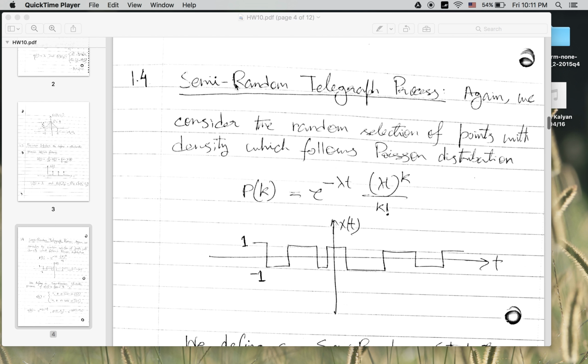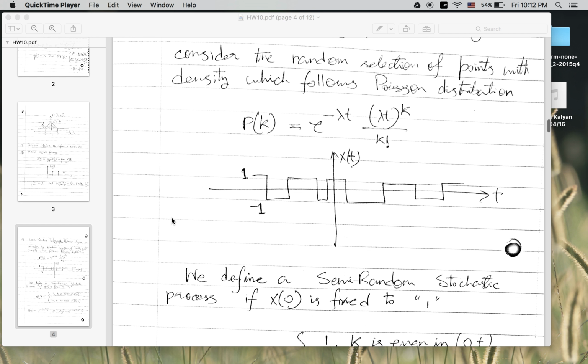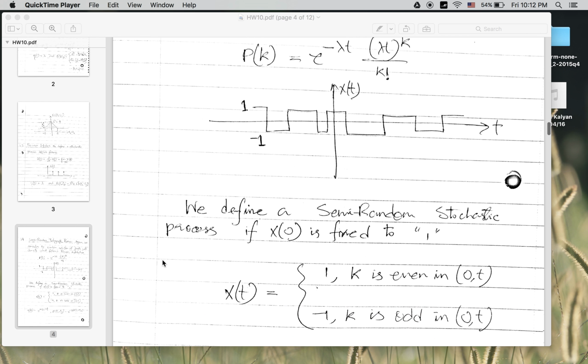So now comes the definition of the semi-random telegraph process. Again, we consider the random selection of points with density which follows a Poisson distribution. That is, the probability of k equals e to the power minus lambda t into (lambda t) raised to the k by k factorial. So this is a graph of a semi-random process which can take only two values, 1 and minus 1. We define a semi-random stochastic process if x of 0 is always fixed at 1.